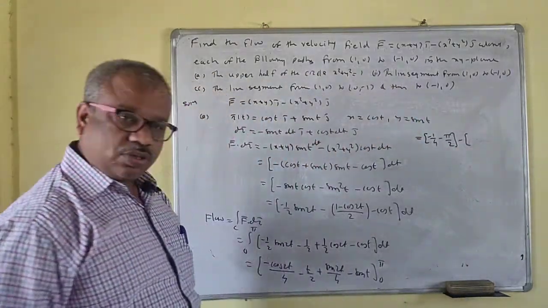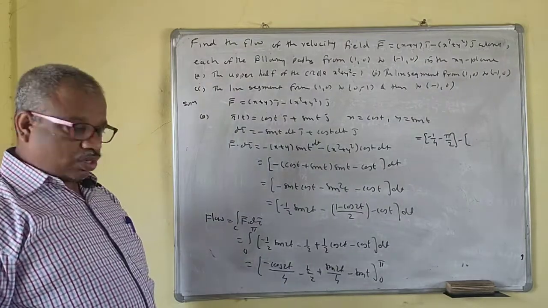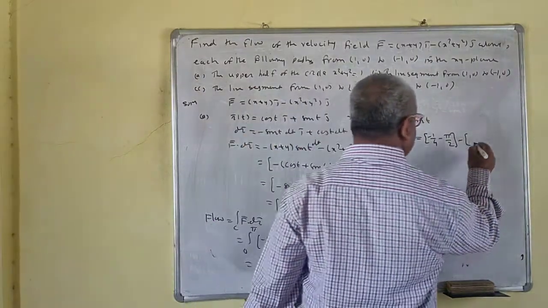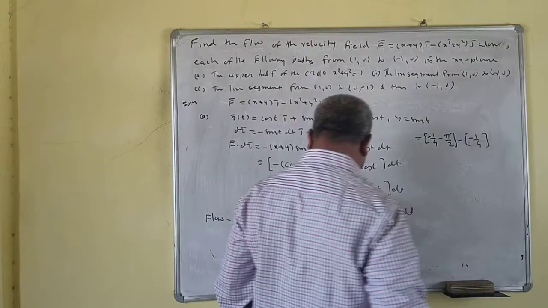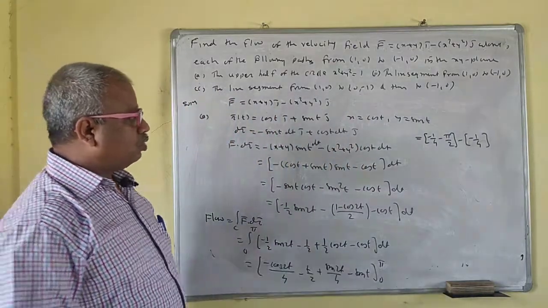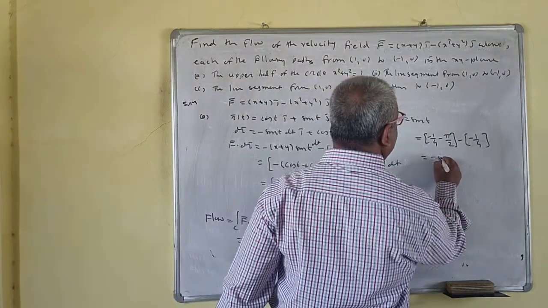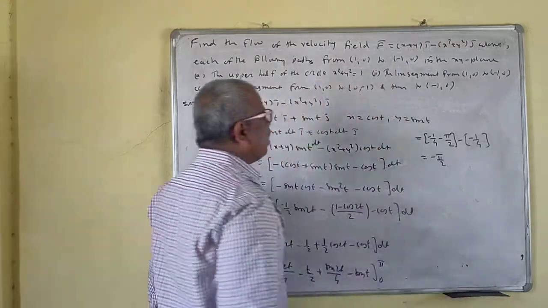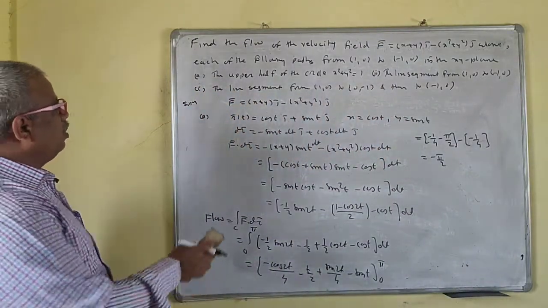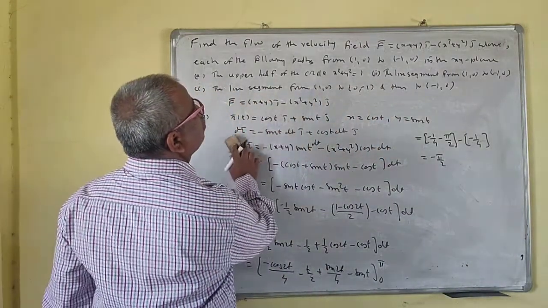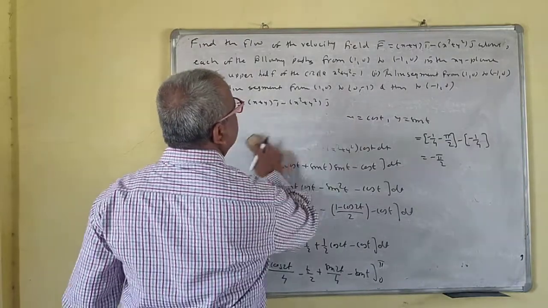Minus, you have to put t is equal to 0. Cos 0 is 1. So minus 1 by 4. So this t is 0. So this is minus pi by 2. Okay. So the first part is over. So we'll write the second one now.